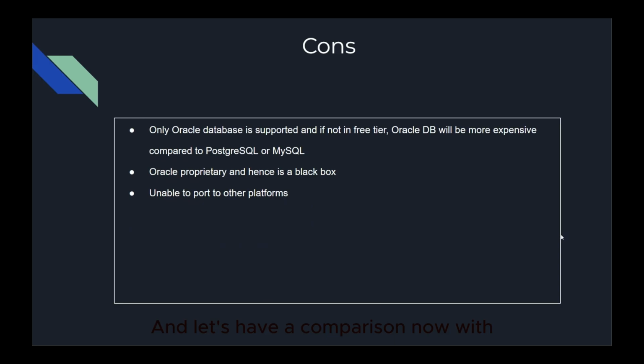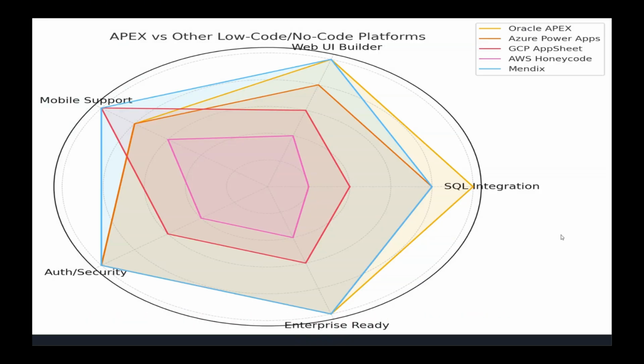And let's have a comparison now of how this tool compares with the options in other clouds. The diagram shows how Oracle Apex compares with Azure Power Apps, GCP AppSheet, AWS Honeycode, as well as Mendix, a popular low-code, no-code solution, for SQL integration, authentication security, and Web UI Builder. Oracle Apex is at par. But for mobile support and enterprise duty, that is where Oracle Apex may fall short.